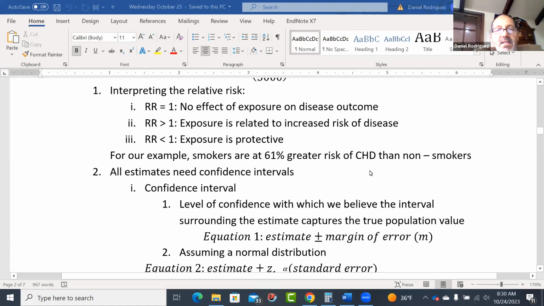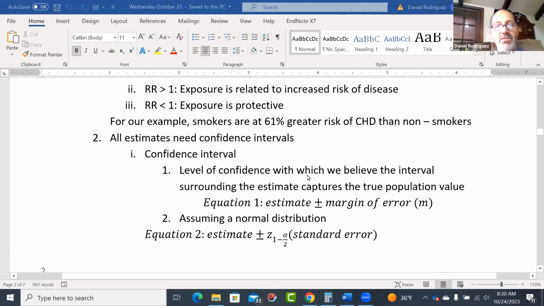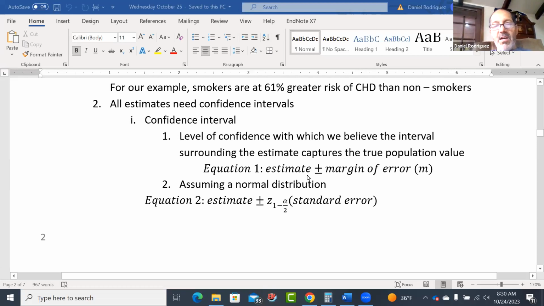All estimates need confidence intervals. Estimates are just point estimates, but the true value will reside somewhere within that confidence interval. And we choose different types of confidence intervals, 95, 99, 90. I'll obviously tell you what kind you need.